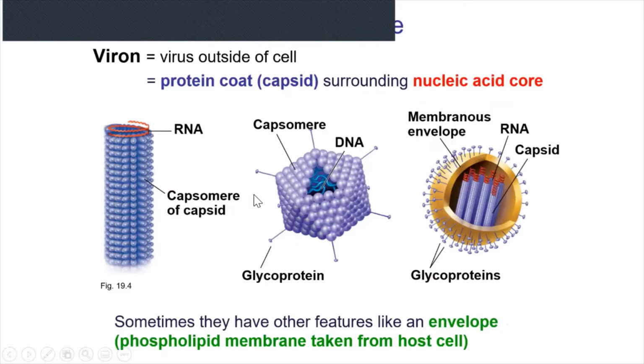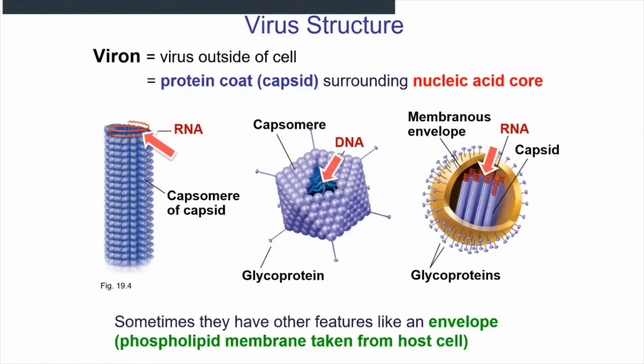Here are a few different viruses. You can see they all have some of these features. They all have genomes, so DNA or RNA. They all have capsids. Capsids are protein coats. And the last one on the right also has a membrane. And so I'll show you a few different virus structures here because they do come in many shapes and sizes.